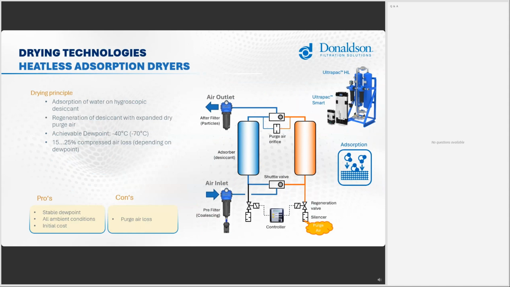So really class 1. The advantage of these systems is that they generate a really stable dew point at all ambient conditions. These systems even work very well in tropical environments. The initial costs are also relatively low compared to more complex systems, but the disadvantage here is the loss of purge air, which is compressed air from the system.